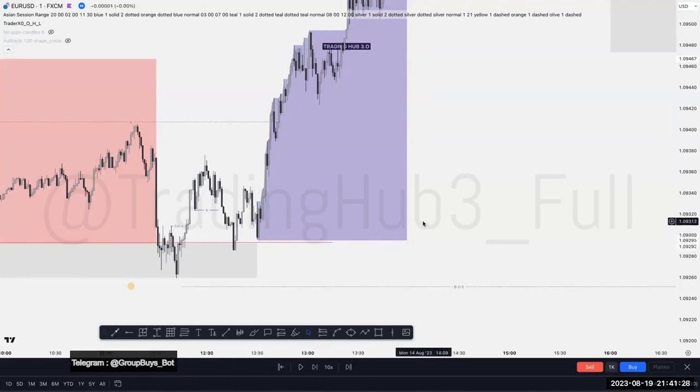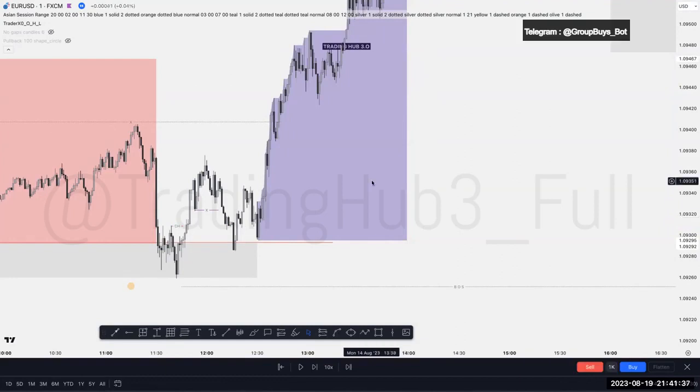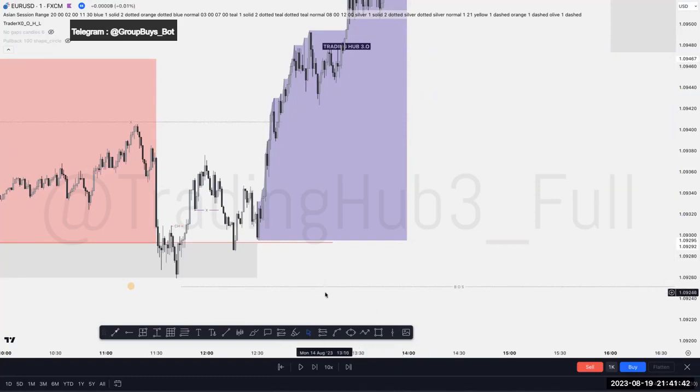So how many possible entries are here, everyone? This is an interesting thing. Now let's see how many possible entries there are here. 1, 2, 3, 4, 5. How many?